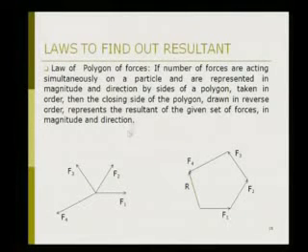Next is the law of polygon of forces. If a number of forces are acting simultaneously on a particle, the previous two theorems are for two forces, and over here, when a number of forces are acting on a particle and are represented in magnitude and direction by the sides of a polygon taken in order, then the closing side of the polygon drawn in the reverse order represents the resultant of the given set of forces in magnitude and direction.